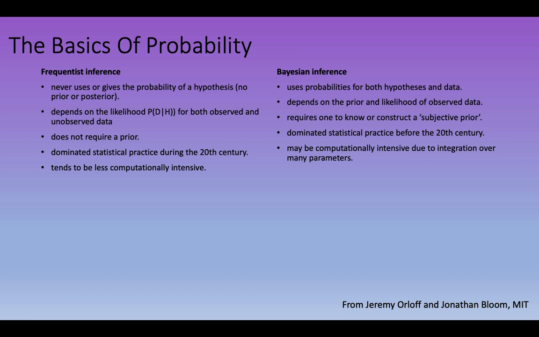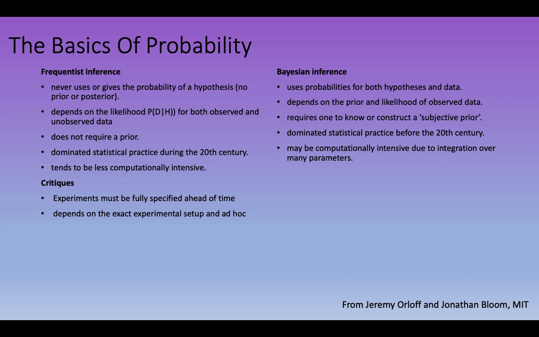It dominated statistical practice actually back before the 20th century. This is not a new thing. It was actually an 18th century Reverend, Thomas Bayes, who was the first one to propose this probabilistic framework. But it fell out of favor after a certain amount of time, due to the fact that Bayesian approaches often involve lots of parameters, and it can be computationally intensive to do.